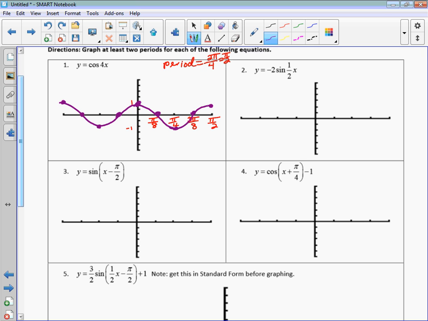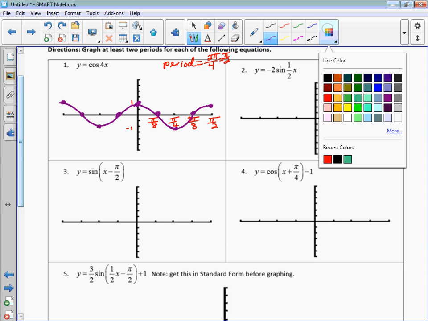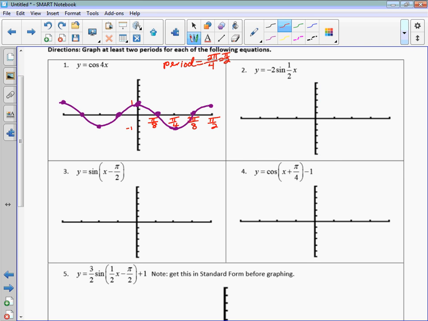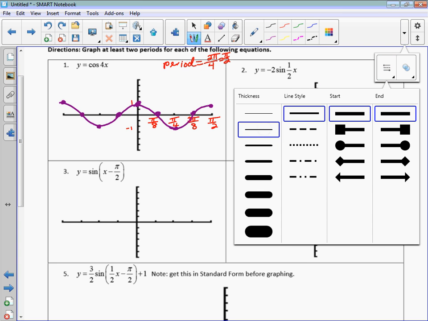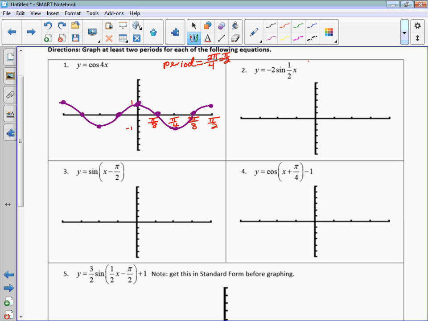Let's look at number 2. So we've got a couple things going on here. We've got a negative, we have an amplitude change, and we have a period. Okay? What is the period going to equal now? Period, where it's 2 pi over my b, so 2 pi over a half. That equals 4 pi.